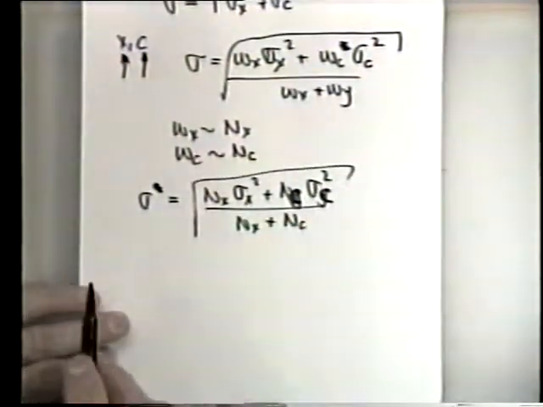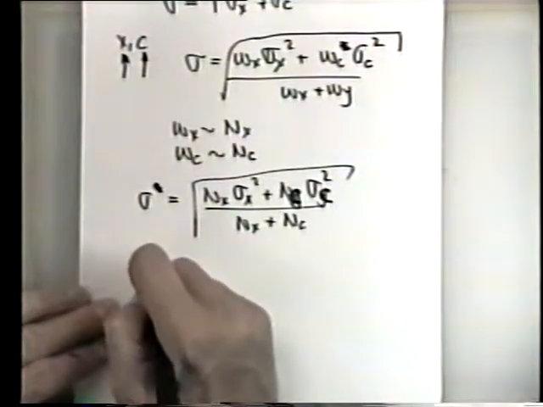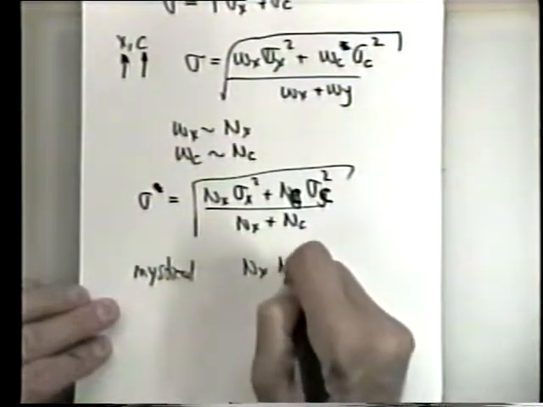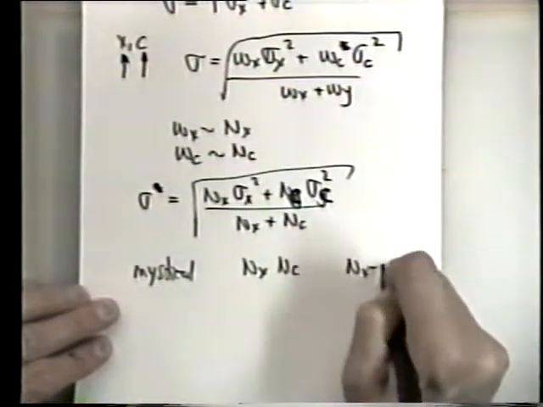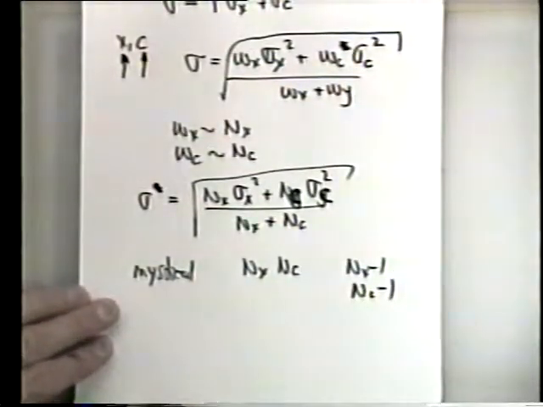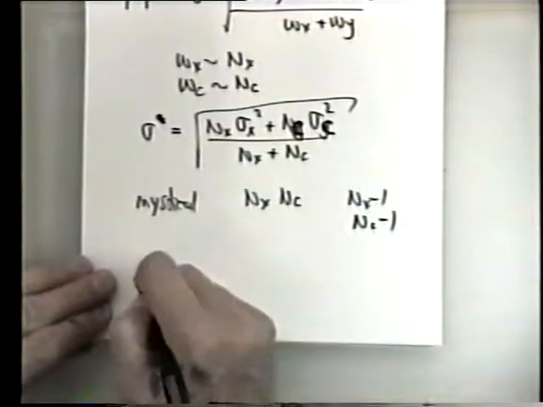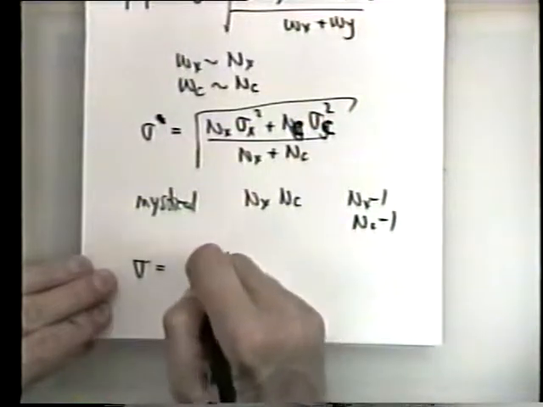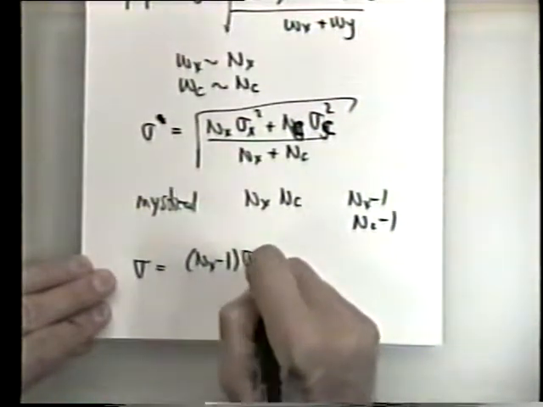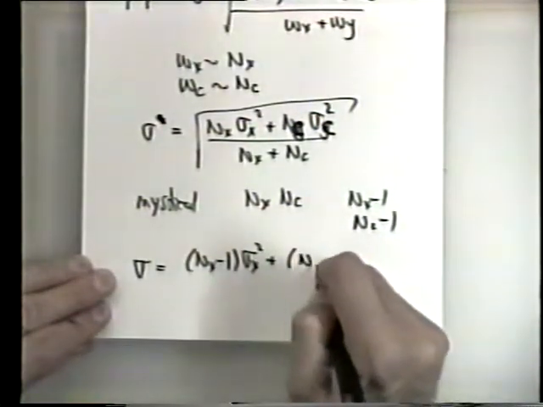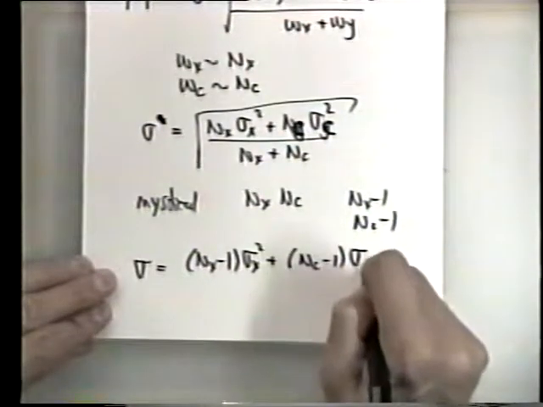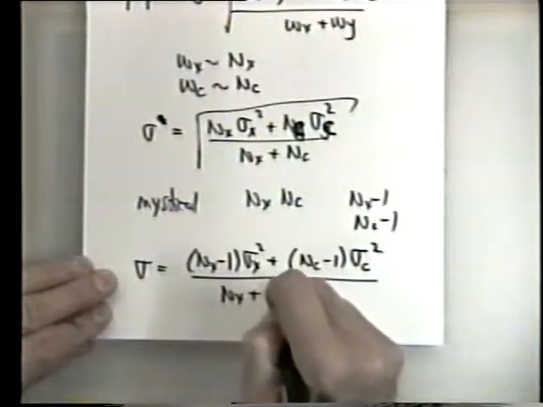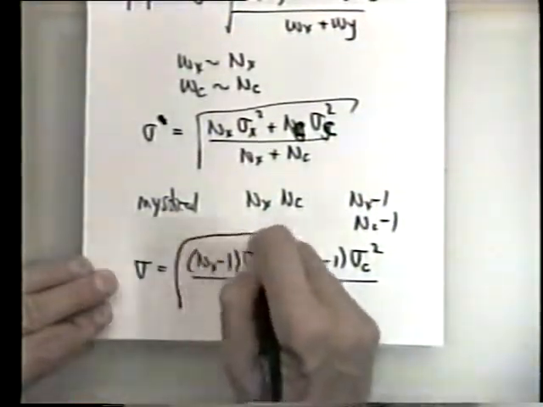Now here's where it says another mystical reason. The mystical reason here is that instead of using nx and nc, we actually use nx minus 1 and nc minus 1. So it means that the standard deviation we actually use in that formula is the square root of nx minus 1 times sigma x squared plus nc minus 1 times sigma c squared, divided by nx plus ny minus 2.